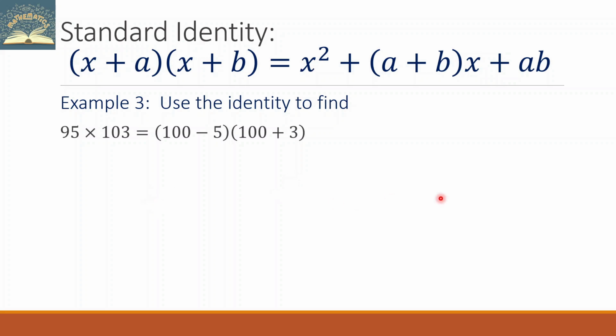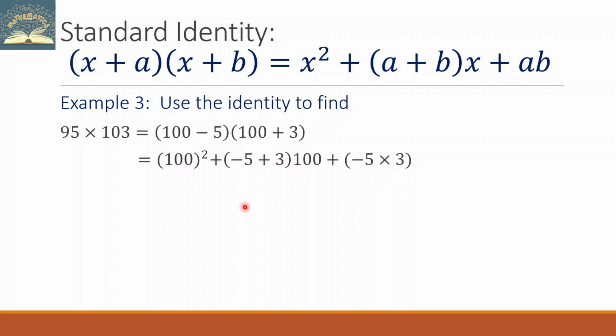There will be three numbers. The first number will be, we square this 100 plus the negative 5 plus 3 to be multiplied by 100 plus the product of negative 5 and 3.